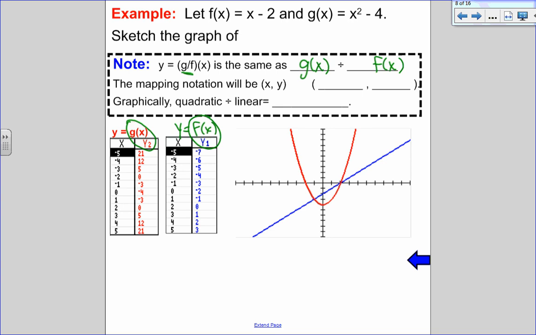So my mapping notation is going to be keep the x value the same, and then I'm going to divide y2 by y1.